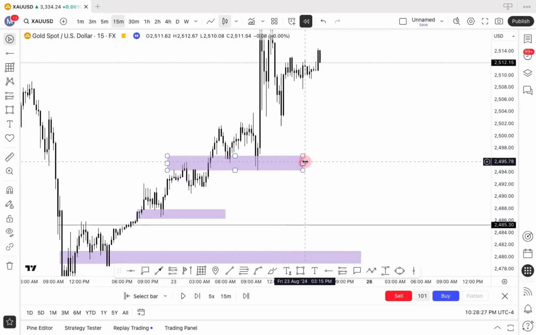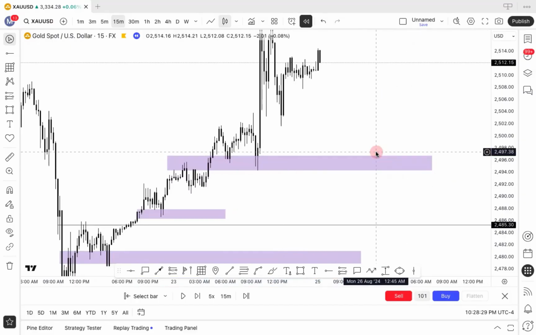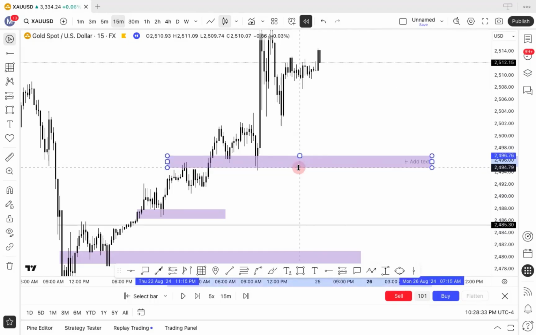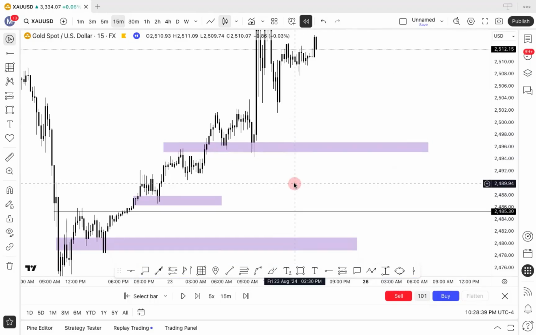So that's how I would usually draw my support zones. And honestly, that's a pretty valid way to do it. But even if you did it slightly smaller, it's still okay. As long as you can validate if it's a break of structure or if it's not a break of structure, you are literally okay to do whatever you want.